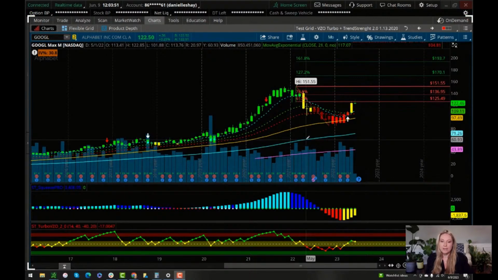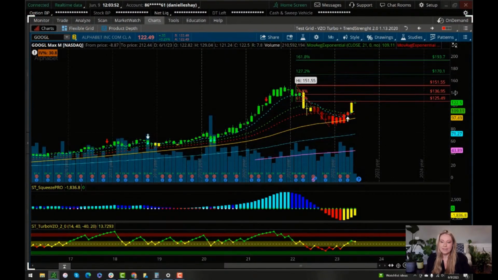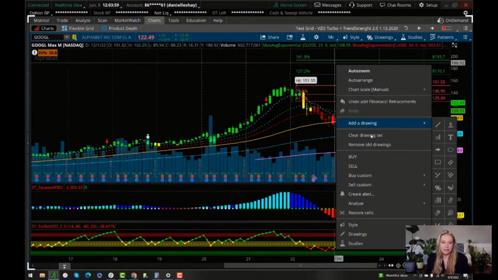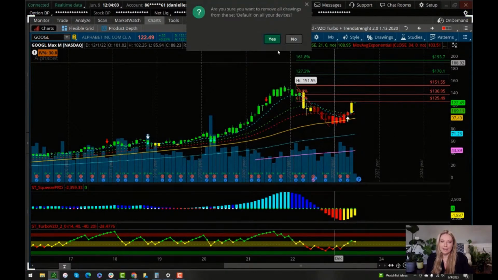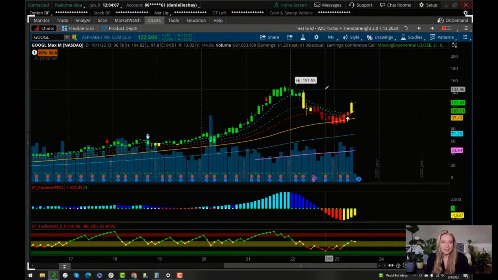So on my chart, you can see that I already have a level drawn. So I'm just going to go ahead and erase that. What I'm going to do is right click and click on clear drawing set. And this is going to just ask me, hey, are you sure that's what you want to do? Yes, I'm sure that's what I want to do. And I'm going to go ahead and erase it.